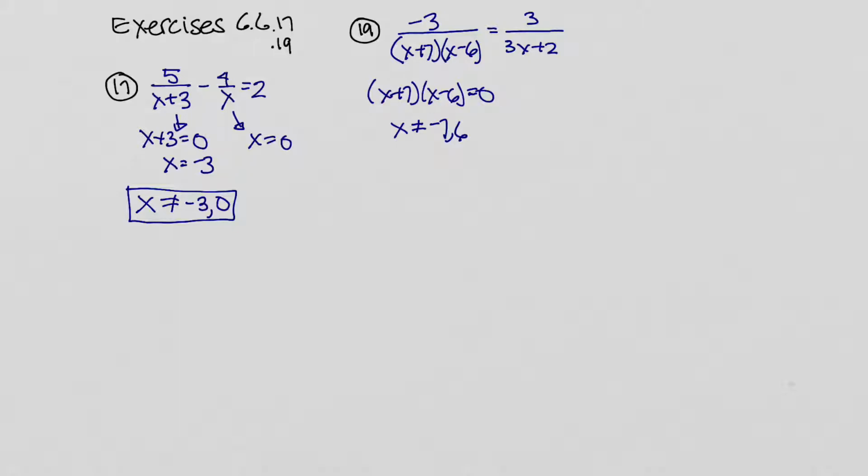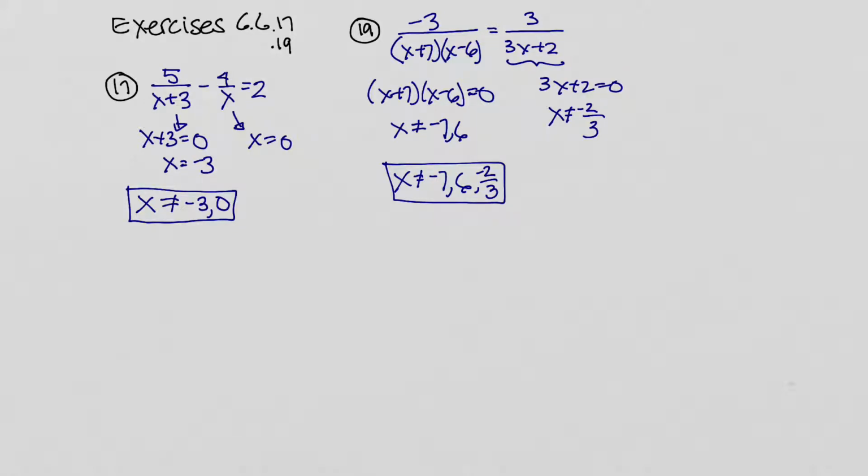And over here, what we're thinking about, 3x plus 2 being 0, well, we know how to solve this, right? We're going to subtract 2, divide by 3. This is just what we did when we were solving quadratic equations. So we change the sign of the constant, divide by the coefficient. So we're going to get from here, x not equal to negative 2 over 3. So all in all, we're going to say x cannot equal negative 7, 6, or negative 2 over 3.